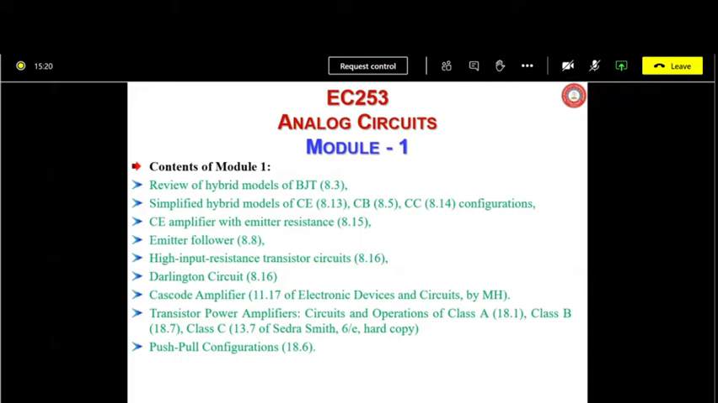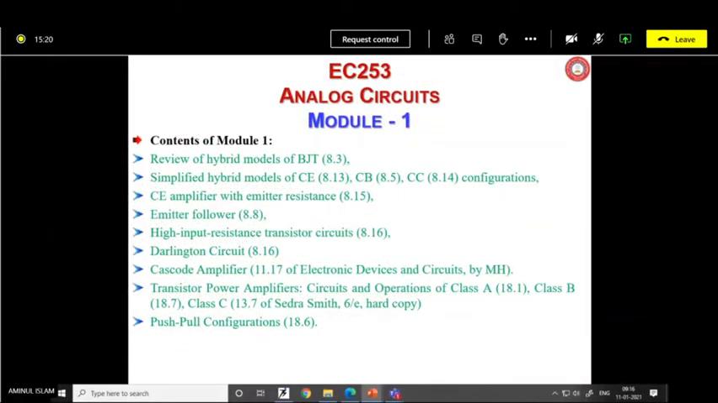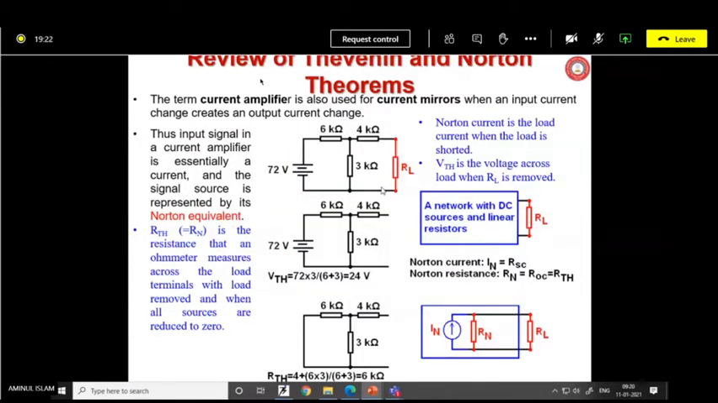These are the theorems going to be used extensively in the analysis of amplifiers based on BJT mainly, and of course a little bit on the MOSFET also. As you can see in the diagram itself, to find out the Thevenin resistance, what do you do? The network is given to you, the top figure. What you have to find out, Thevenin voltage or Thevenin resistance, what is the method?